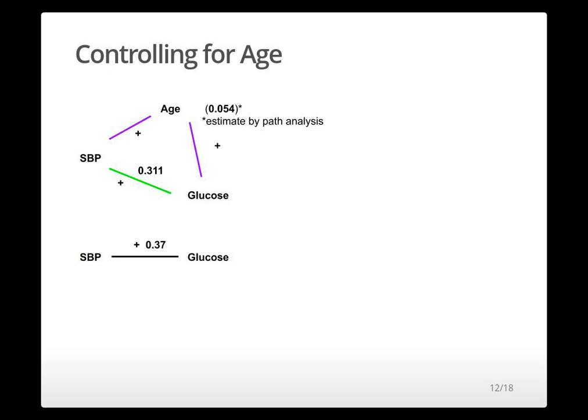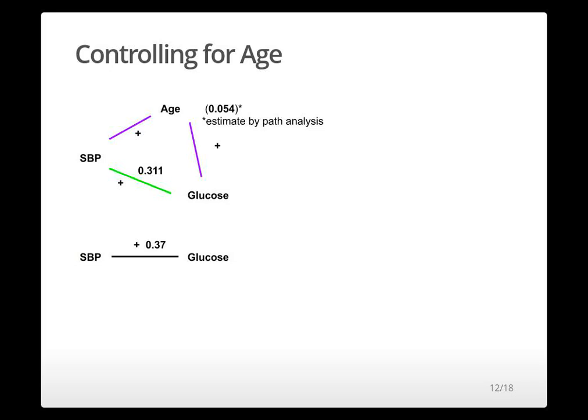The black line represents the bivariate relation between systolic blood pressure and serum glucose. On average, an increase in systolic blood pressure by 0.37 corresponds to a unit increase in serum glucose. But this relation is partly due to age, because systolic blood pressure is positively related to age, and serum glucose is positively related to age as well.